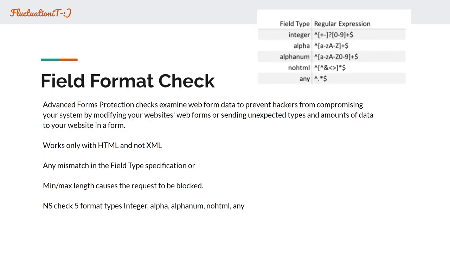The other one is the field format check. This one can be a big issue also, because it can be quite horrible. The advanced form protection check examines web form data to prevent hackers from changing your system by modifying your website web form or sending unexpected types and amounts of data to your website in a form. It works only with HTML, not XML. Any mismatch in the field type specification, minimum or maximum length, causes the request to be blocked. NetScaler checks field format types: integer, alpha, alphanumeric, no HTML, and any.